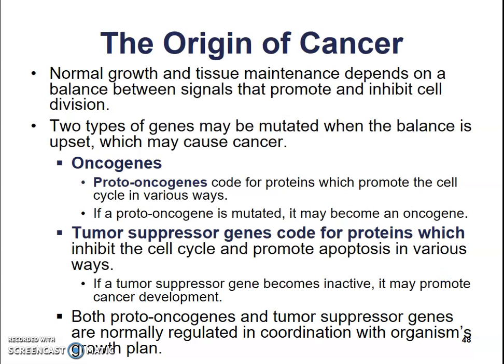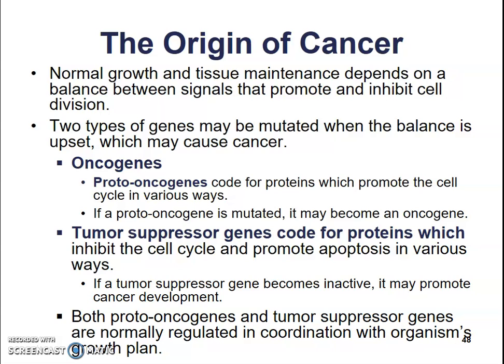The origin of cancer. Normal growth and tissue maintenance depends on a balance between the signals that promote and inhibit cell division. There are two types of genes that may be mutated when the balance is upset, which may cause cancer. Oncogenes, proto-oncogenes, I'm not sure if I'm saying that right, sorry guys.